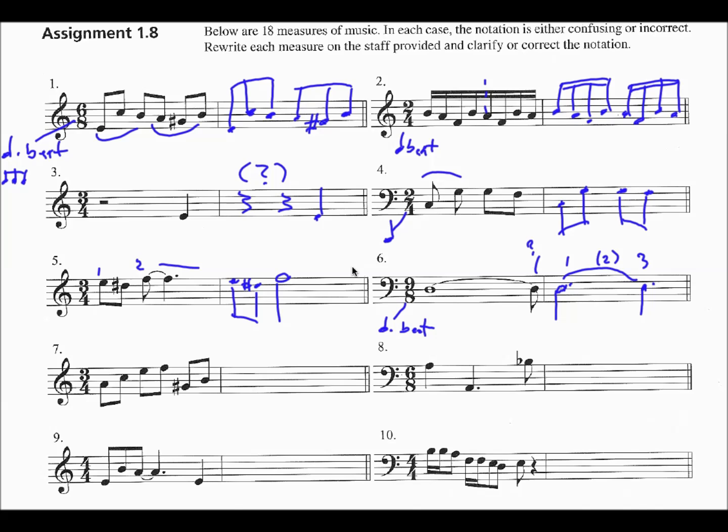Right? Moving on to number 7, I really don't see anything. This is 3/4. I see 3 quarter note beats. Looks good. I'm not going to make any changes to that one. Unless I'm misunderstanding something, that one's fine.